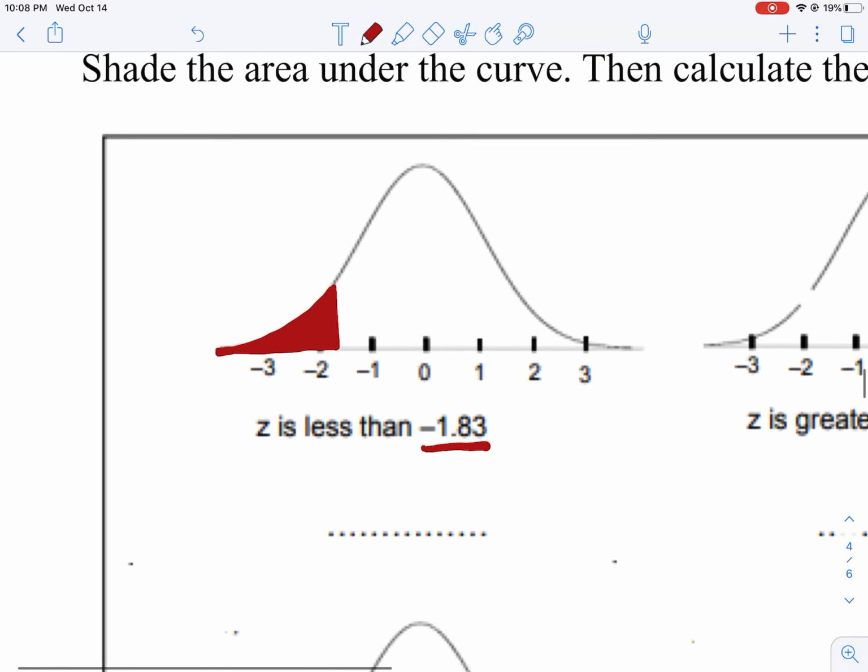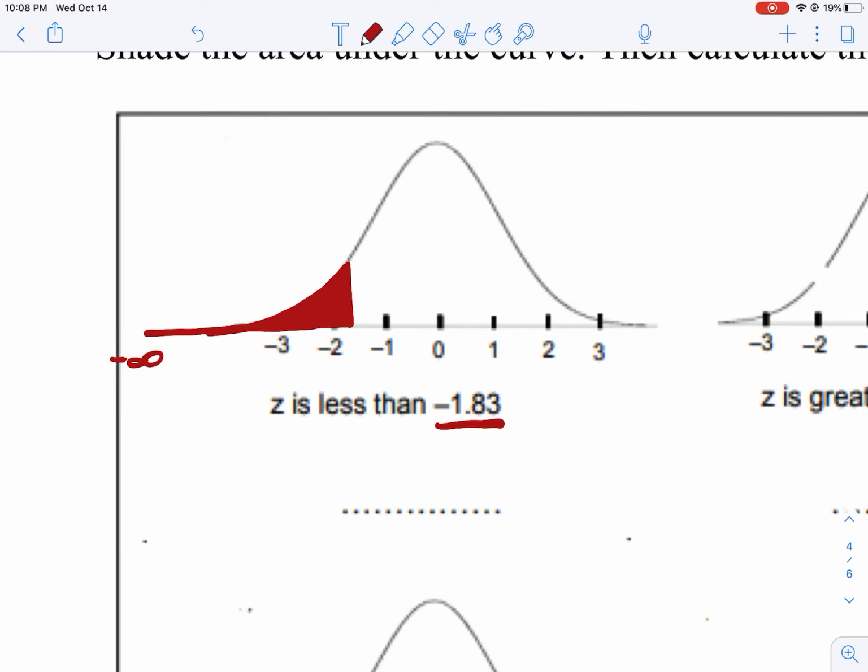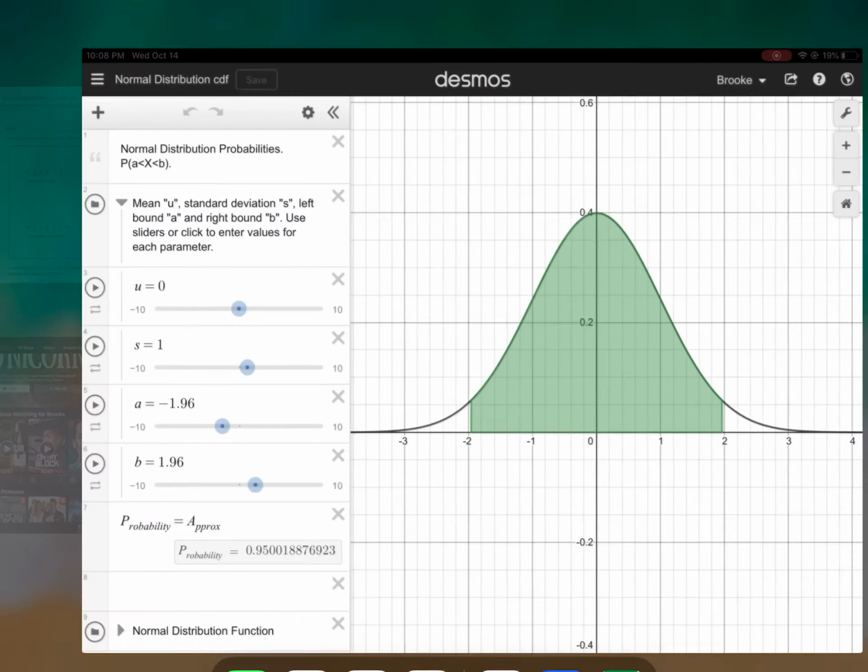Now I need to use my calculator to calculate this area, because this is not a calculation you'll do by hand. The thing you need to understand is that this could technically be shaded all the way towards negative infinity. That's hard to represent. So right now we're just picking a number that's really far to the left. Negative 5 is pretty good because that's so far away from the mean that you're going to have most of your data within that point.